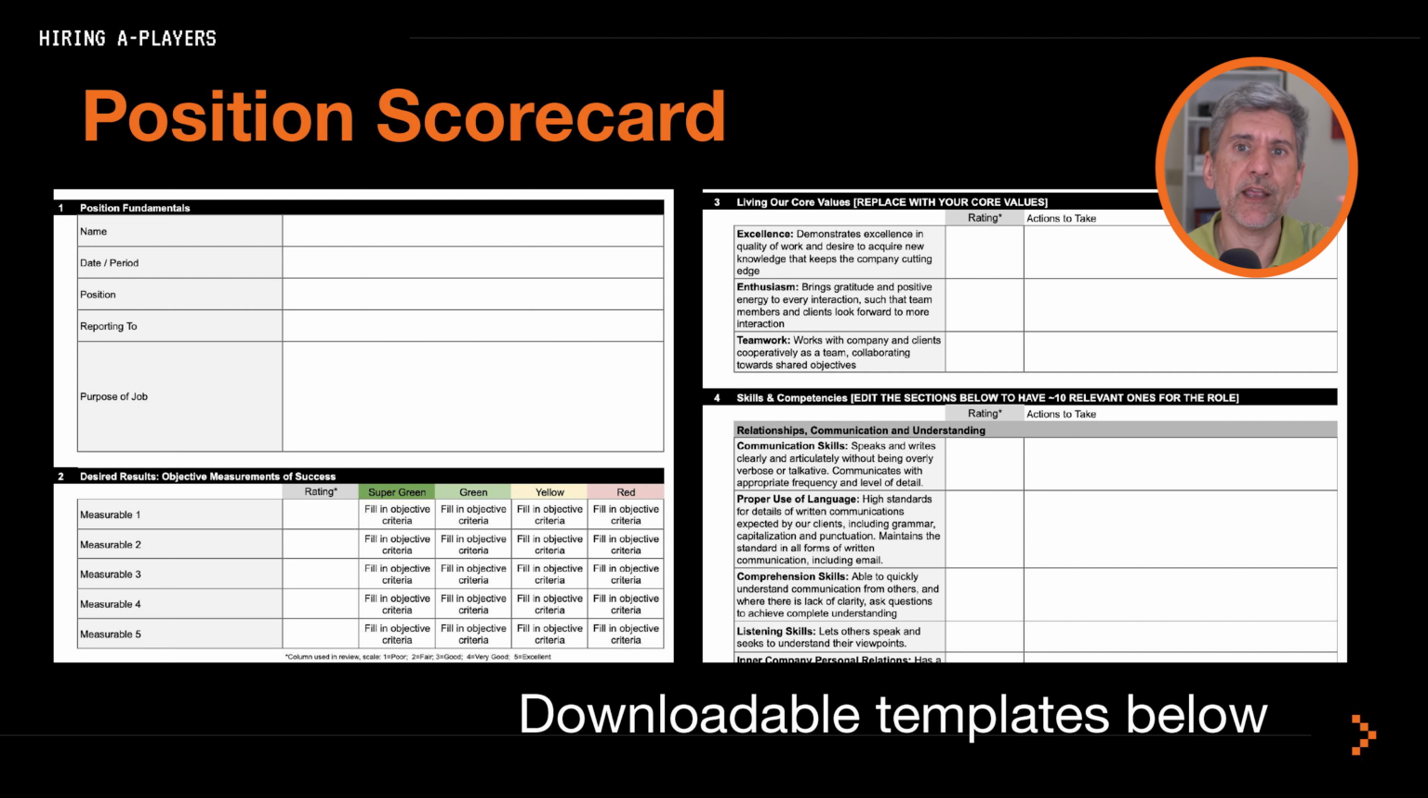Take a look at the screen, and then we're going to look at some of the things on there. So on the position scorecard, there'll be the name of the person when they're hired, what's the position, who they're reporting to, and the purpose of the job. And those are all just really basic things. But here's the interesting thing.